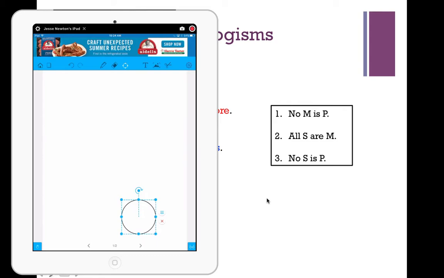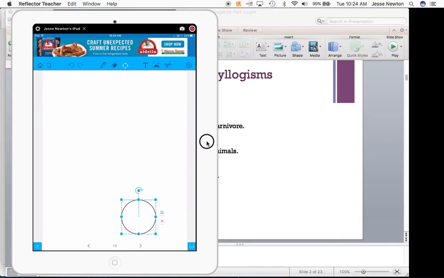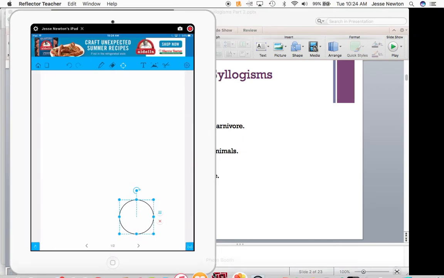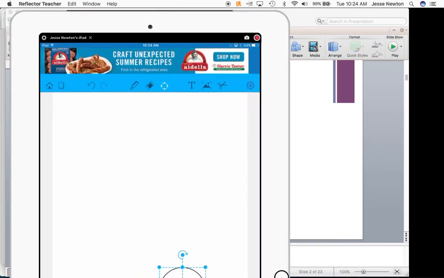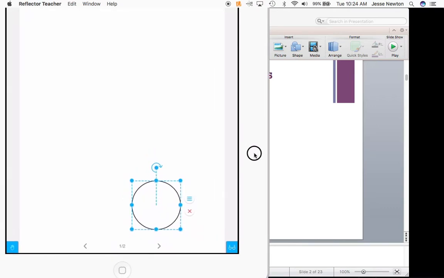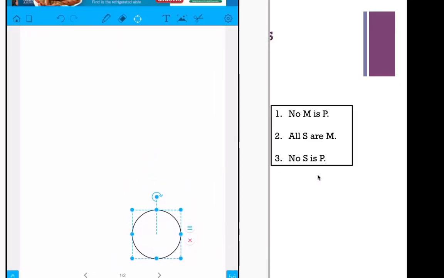All right, there we go. That'll have to work for right now. Actually, it's not working for right now. That doesn't work for me, people. All right, so there we go.